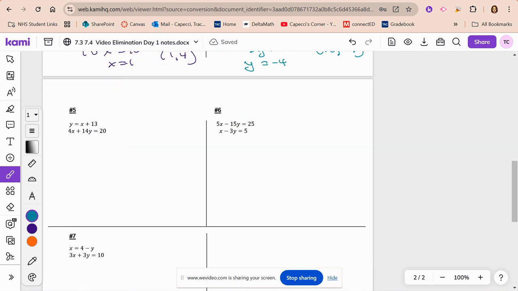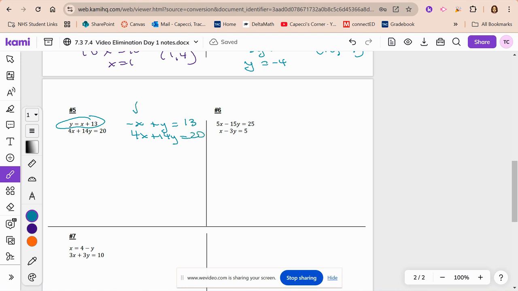Okay, moving on, I notice in number 5 that my variables aren't lined up. I have a y and an x there. So I like to put them in standard form. I have to make sure my variables are lined up, so when I add them, I'm adding the same variables. So what I'm going to do first with this equation is bring that x to the left, and put that equation in standard form. Then I'm going to rewrite what I have underneath, and then I'll evaluate at that point.